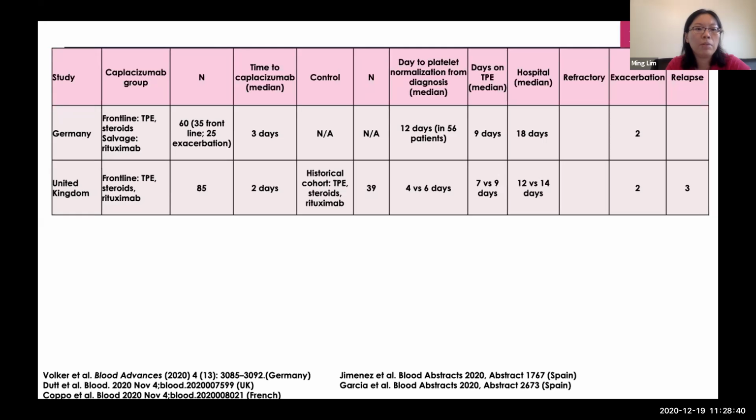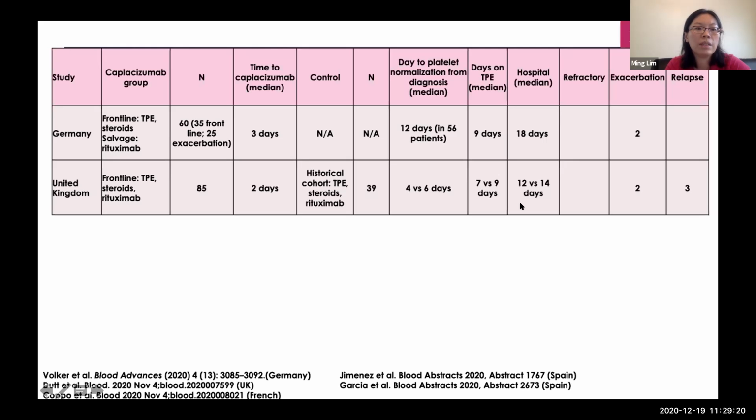Then the United Kingdom published their own study, which came out in Blood in November this year. Similarly, they looked at patients who presented first time with TTP, and they all received plasma exchange, steroids, and rituximab. They had 85 patients, and their time to eculizumab was 2 days. Again, because they weren't going to do a randomized controlled trial, they compared with a historical cohort of 39 patients. They found that the days to platelet normalization was 4 days in the eculizumab group versus 6 days historically. Again, the days in plasma exchange were 7 days versus 9 historically, and all the numbers look better in the eculizumab group.